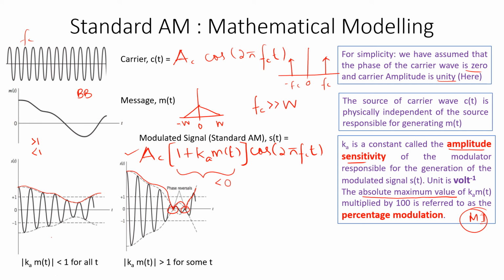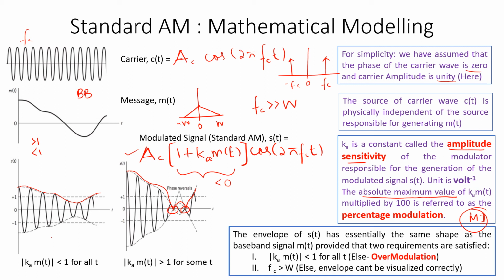So at that point, what happens is that the envelope will be distorted. We'll call it over modulation. Now we'll see the envelope s(t) has essentially the same shape as the baseband signal m(t), provided the two requirements are satisfied.